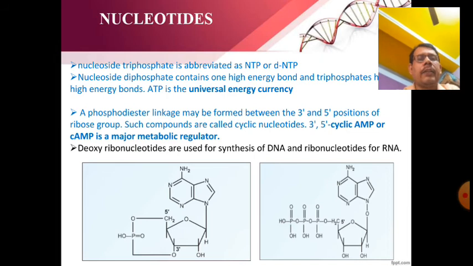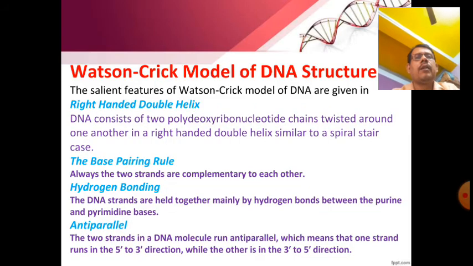Here it is the cyclic, actually 3' and 5'. First the 1, 2, 3, 4, 9, then 5, 1', 2', 3', 5', and even in the case of DNA also 3' to 5', 5' to 3', which will be discussed later.